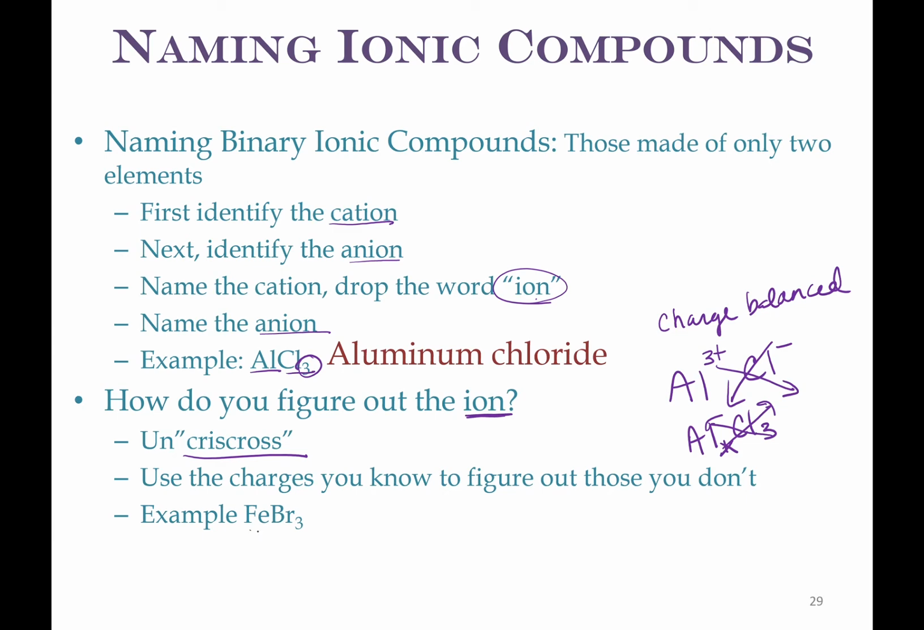So for example, iron bromide. We know that because bromine is in group 7A, it's a 1- anion. If there's 3 times 1-, we have a -3. What plus -3 equals 0, because there's no overall charge on this molecule? +3. So this has to be iron(III) bromide.